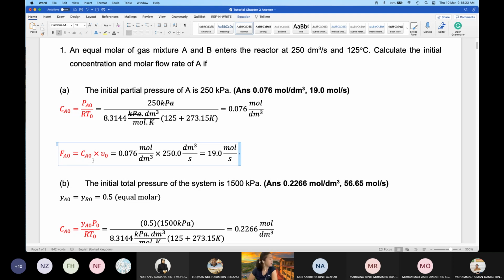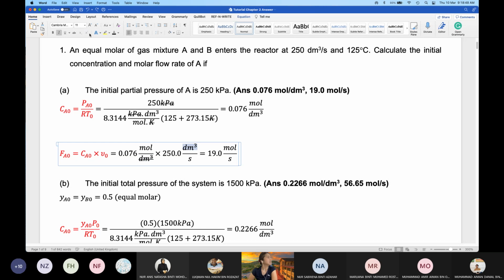Okay, so let's say we multiply. So, initial concentration we get from the above part as 0.076 mole per dm cube, we multiply with the initial volumetric flow rate 250 dm cube per second. So you multiply, you can see that I can cancel the volumetric flow rate unit.